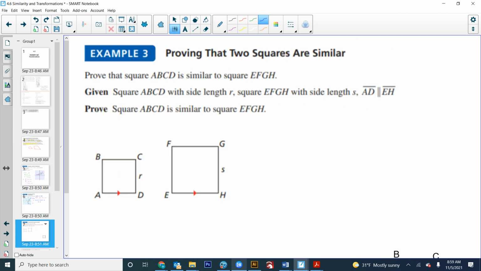Awesome. Now, when you see this proof, it's not really a 2-column proof like we thought about in the past. So don't let this stress you out. All right, we've got a square, ABCD, with a side length of R. We've got a square, EFGH, with side length of S. And AD is parallel to EH. How do we prove that that square is similar to the other one? Well, it's not on a graph, so we can't use scale factors per se, because we can't see it on a graph.